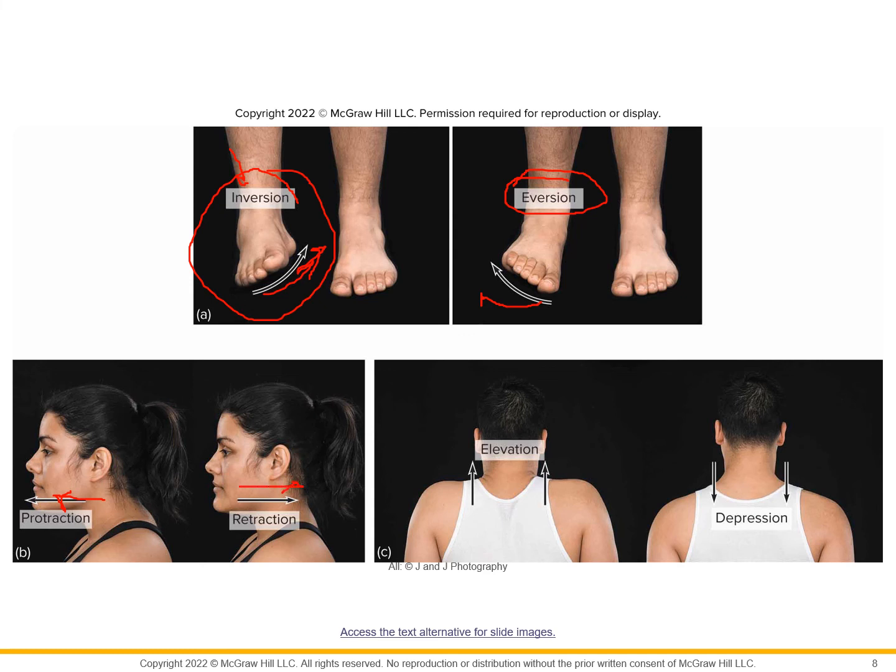Now, you can also use your mandible. We talked about muscles called pterygoids that move your mandible, but you could stick your chin out, and that's protraction of your chin. You could stick your chin out, pull it back.